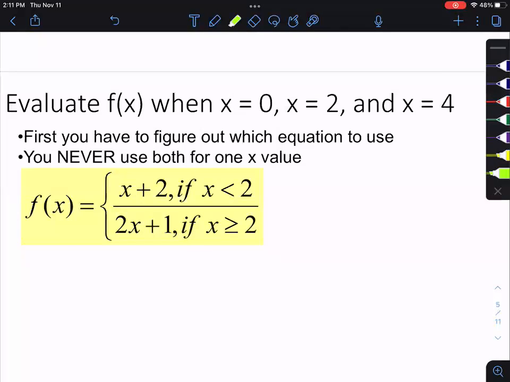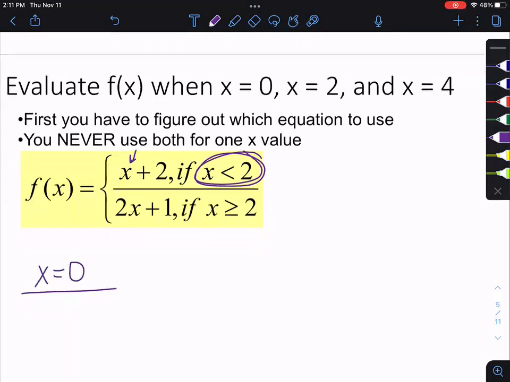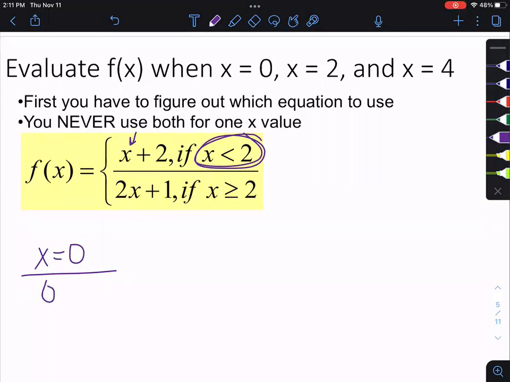So if we look at the first one, x equals 0, we need to decide if 0 is less than 2 or greater than or equal to 2. It definitely falls under this category here, less than 2. So I'm going to take that 0 and plug it in right here. I'm going to use 0 plus 2, which gives me 2. And that's it for evaluating x equals 0.